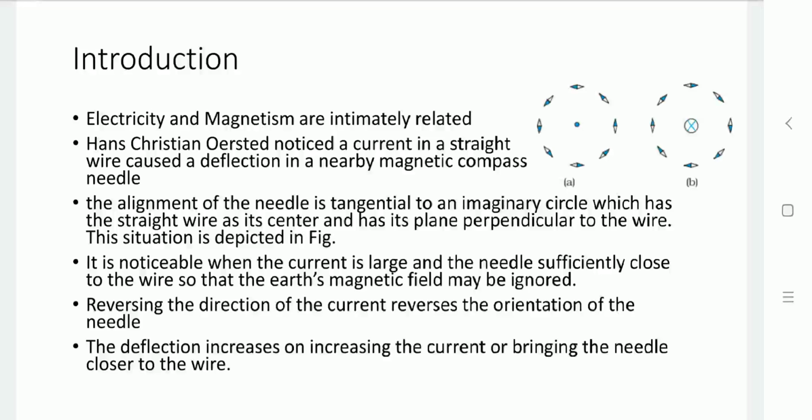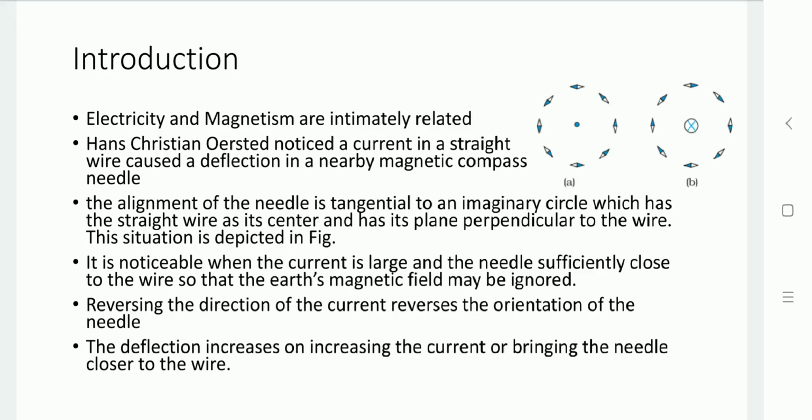Basically, initially it was defined that only an electric field is present, but as time went on, it came to be understood that a magnetic field also exists along with the electric field around a charged particle.